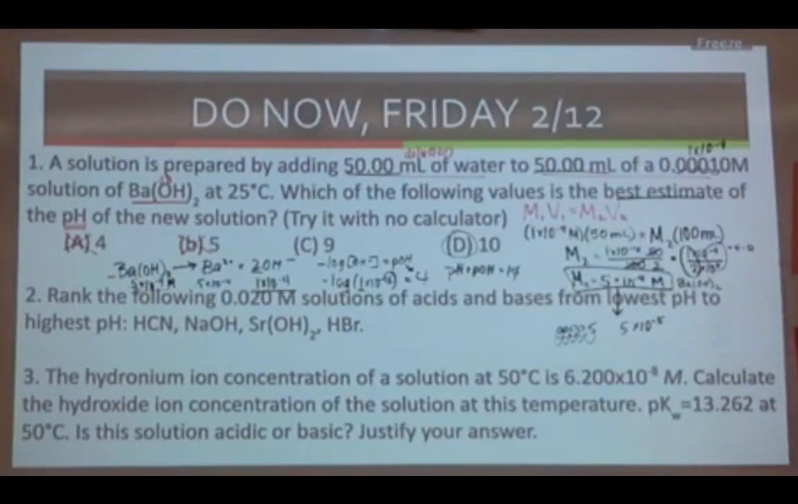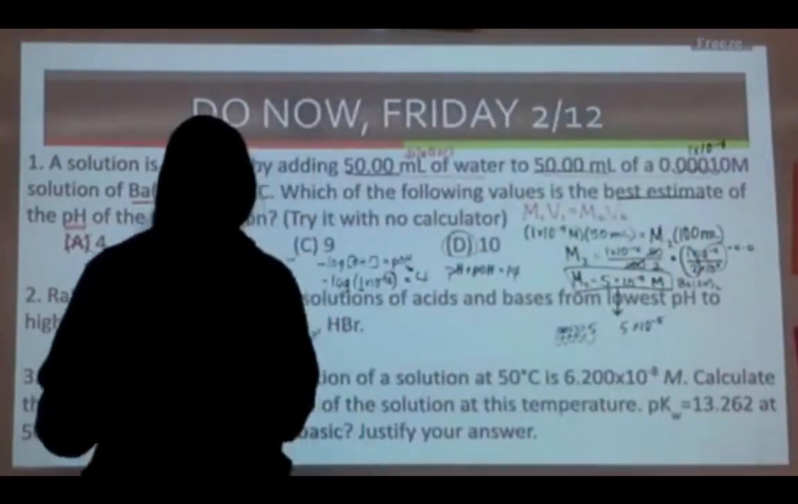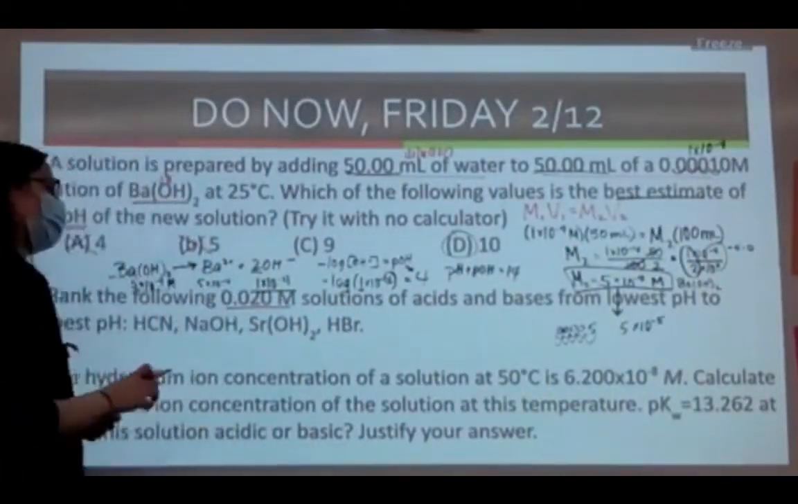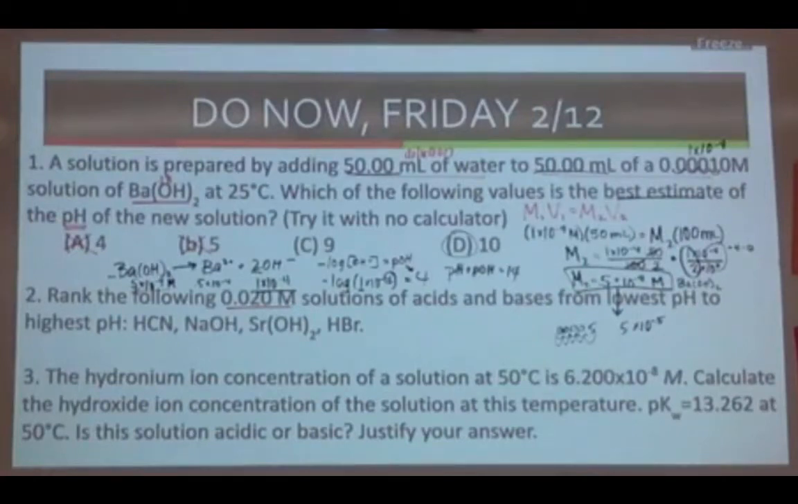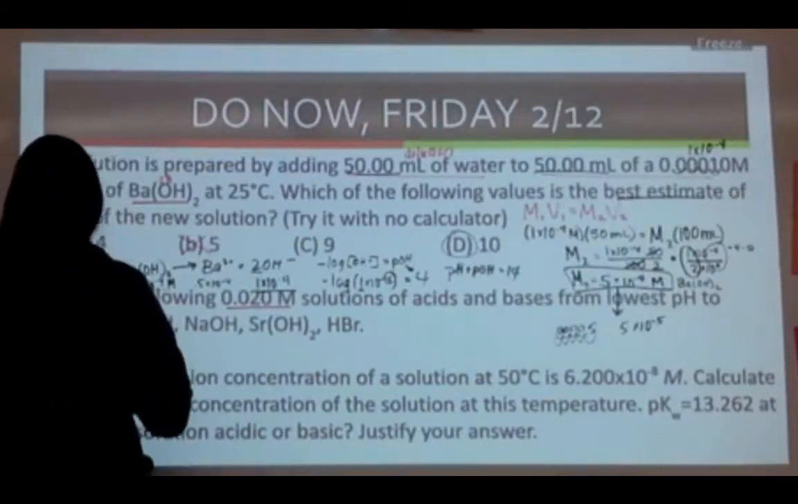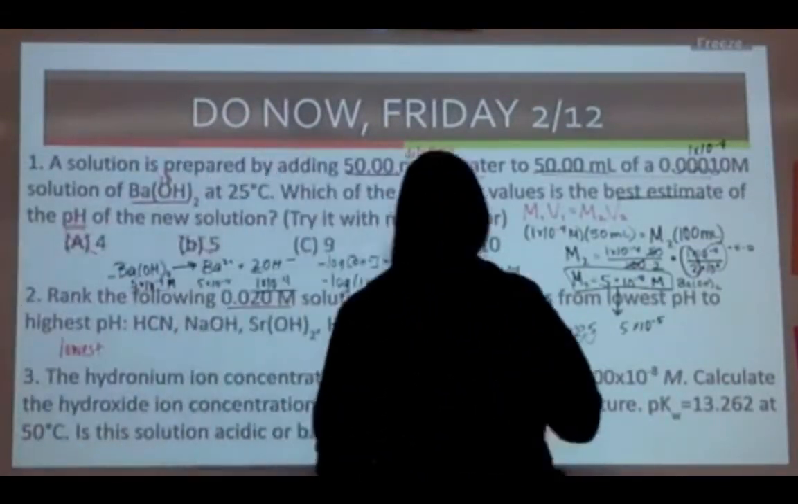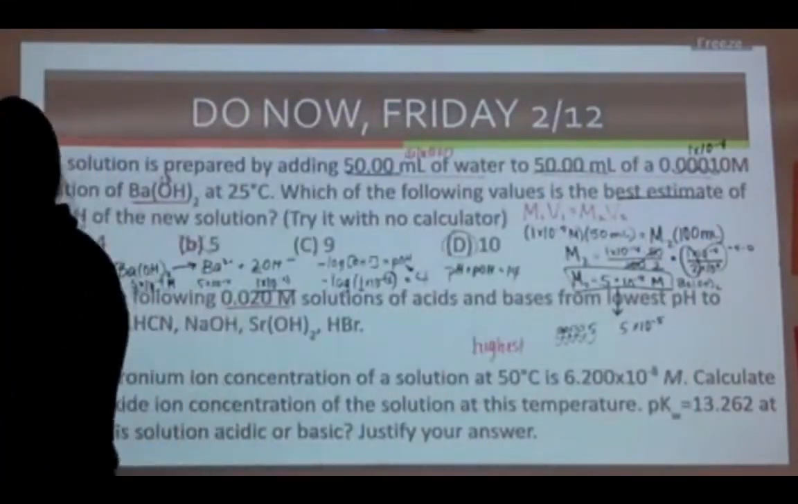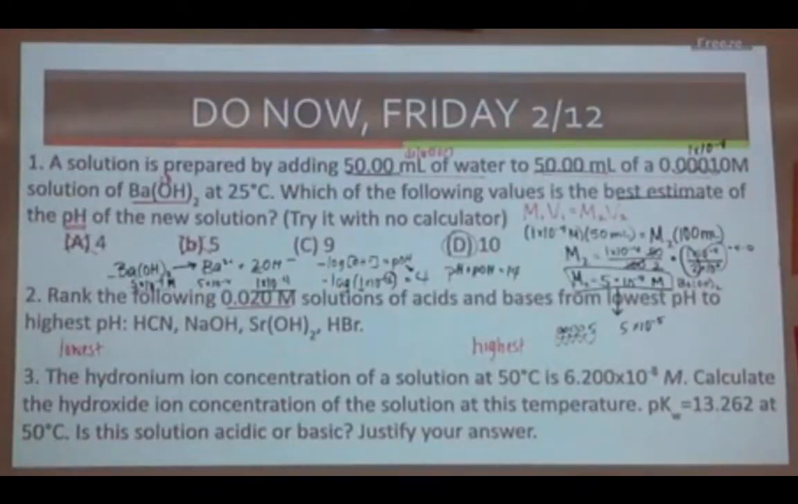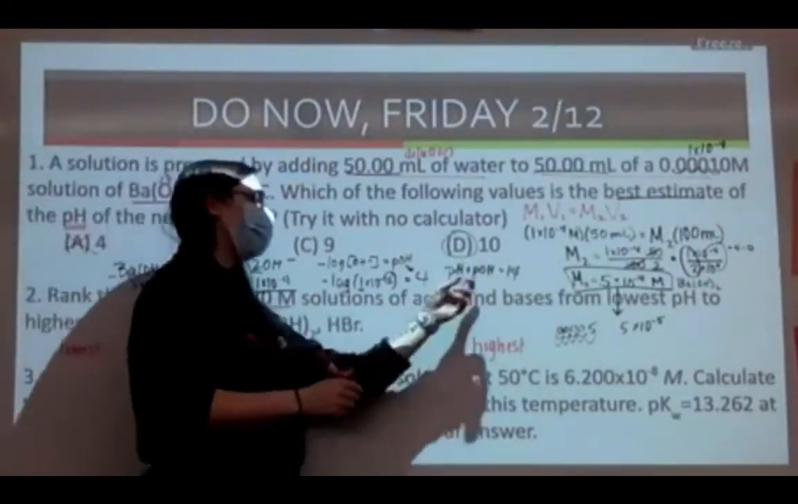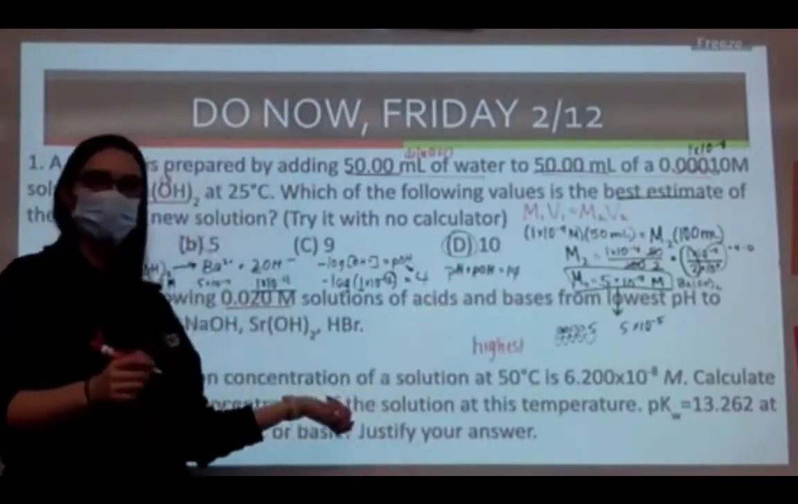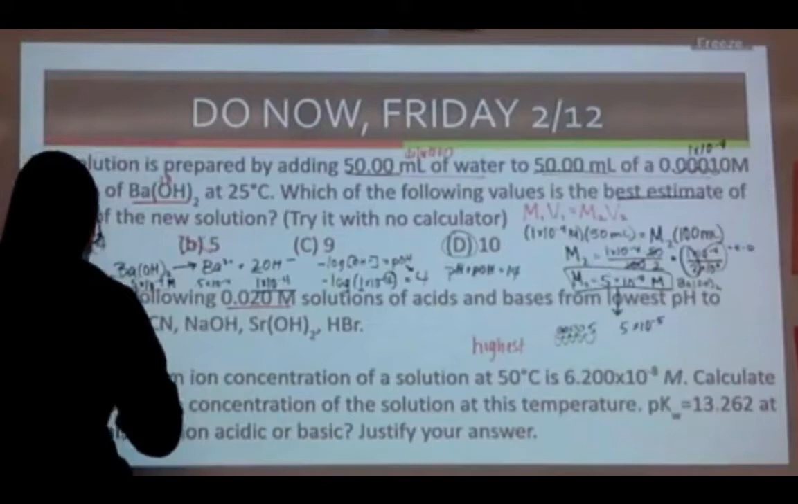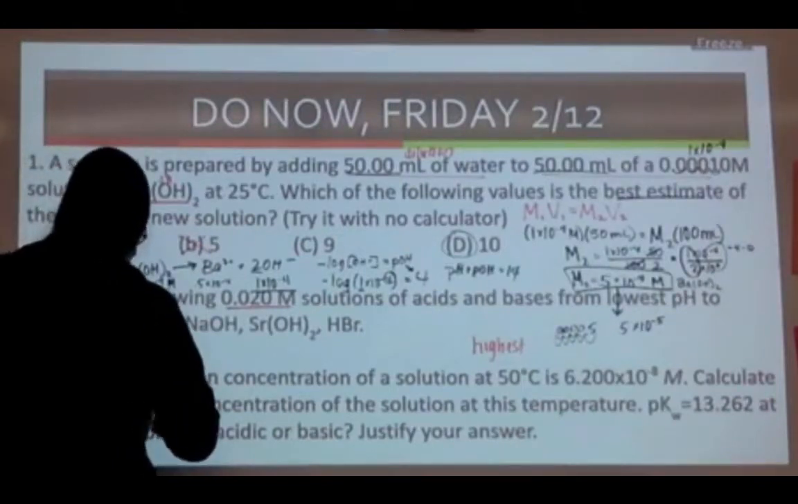So number 2, this requires no calculations. Number 2 says rank the following 0.020 molar solutions of acids and bases from lowest pH to highest pH. So I'm going to rank them from lowest up here to highest. Now I want to just take a step back and think. The lowest pH represents which of the types of solutions? It's a low pH. Acids. Right? So the lowest pH is the one that we would say is most acidic.